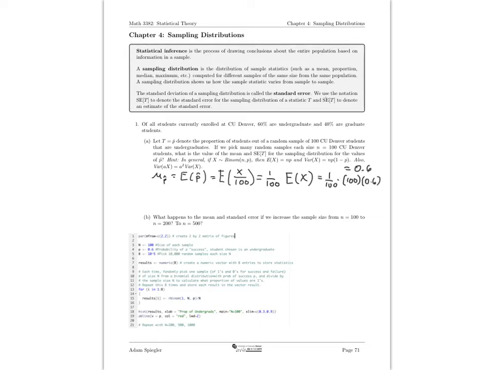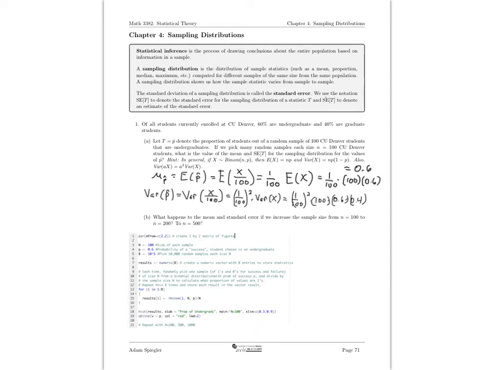For the variance, say we want to calculate the standard error, I'll just say the variance of p hat. Well, the variance of p hat is just the variance of X over 100. And when we're dealing with variances, remember it's the variance of X. So when we pull out constants, we actually pull out (1/100) squared times the variance of X. And when we have a binomial distribution, as in this case, our variance is going to be n times p times 1 minus p. So we've got (1/100) squared times 100 times 0.6 times 0.4.